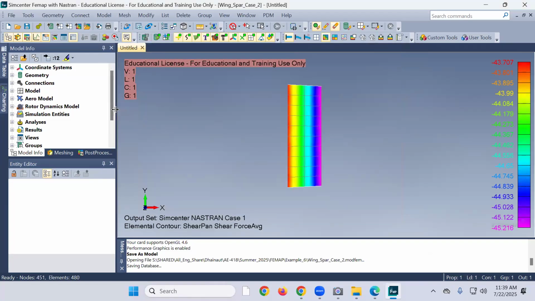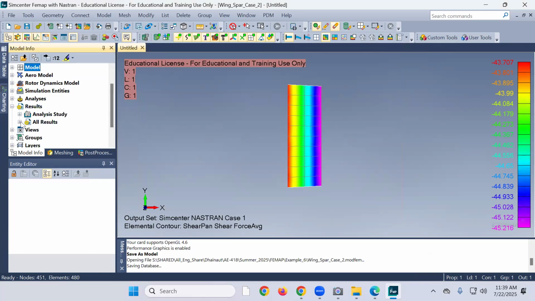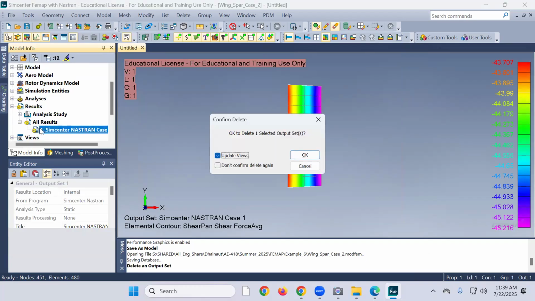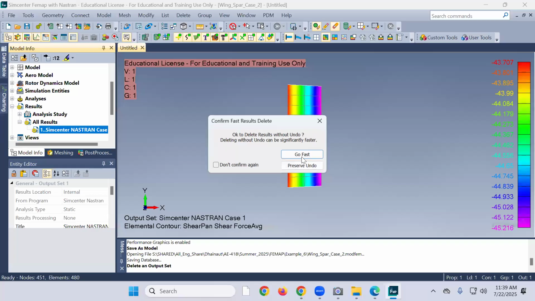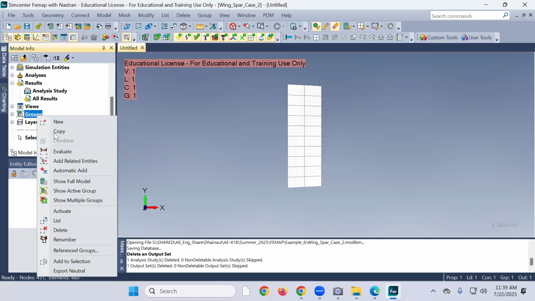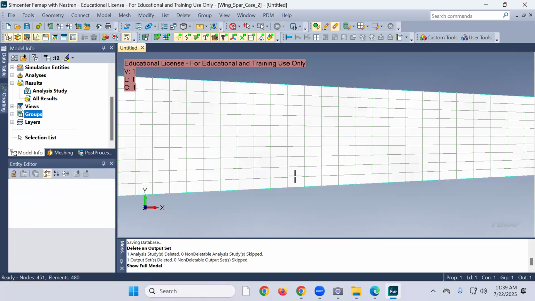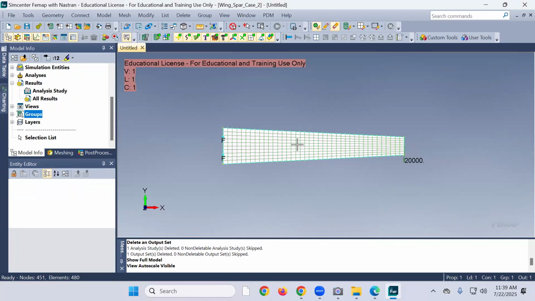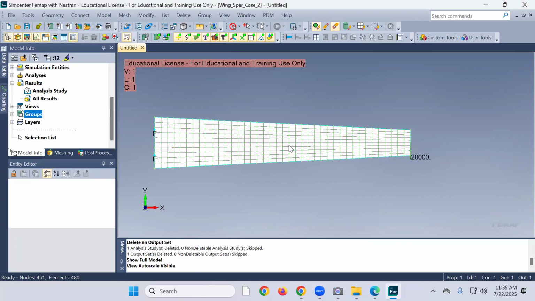Go to results, all results, and delete the results. All right. And then you go back to the groups and click on show for model. And if you want to resend the thing, Control A. Okay, so this is our model over here.